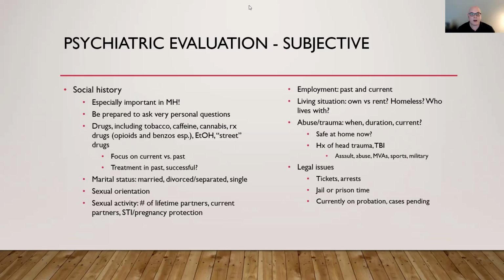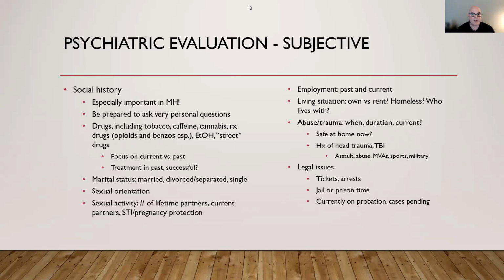Divorced or separated? Are they single? You want to ask about their sexual orientation, sexual preferences. Again, you've got to get kind of detailed here because this is all going to come into your case conceptualization and lead to you being able to help the patient and make sure you're meeting their needs. And if you're not asking the questions, they might not tell you, and you might miss something that can have a big impact on them.